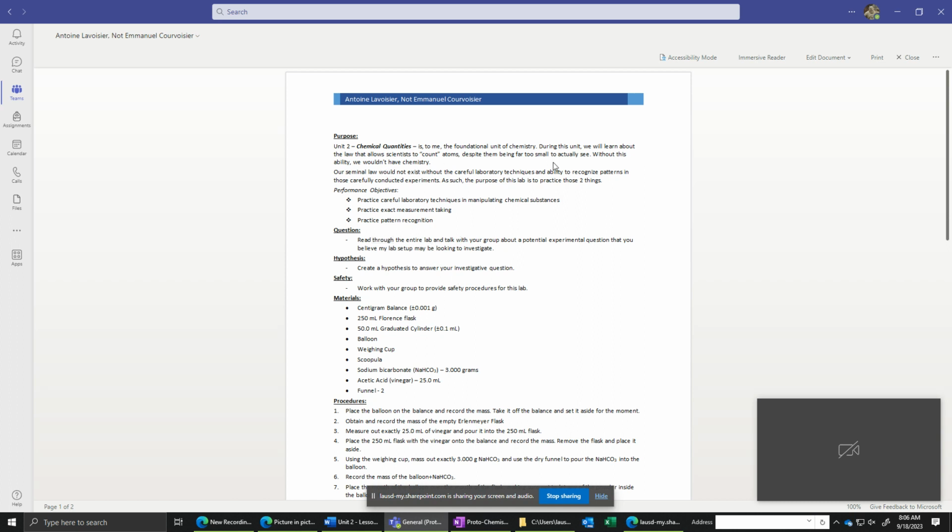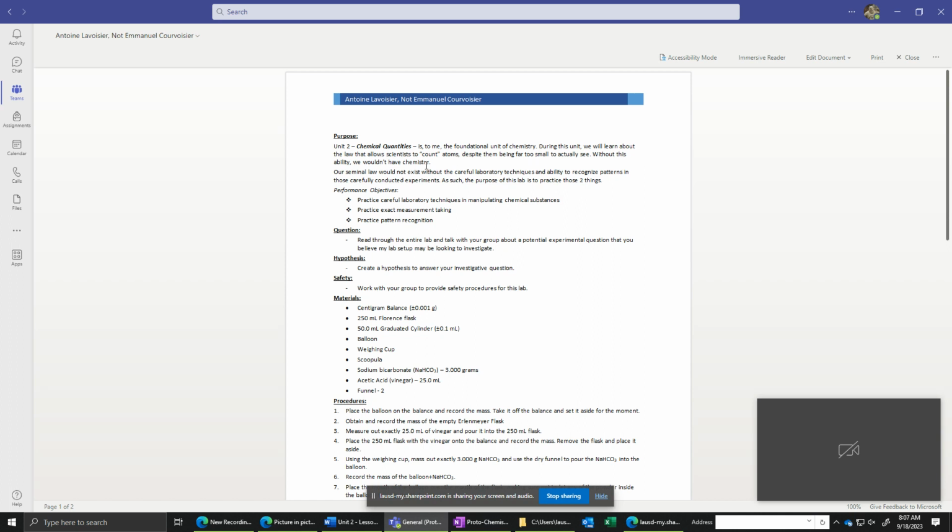So the purpose of this lab. Unit 2, chemical quantities, is to me the foundational unit of chemistry. Like I told you last class, when it comes to actual chemistry knowledge, this is the most important part of the course. This information is what every lab, what every chemistry experiment, what every discussion of chemistry revolves around. Anytime we talk about anything in chemistry, we have to be able to talk about the amount of each substance that we have. So we need to know how chemists go about that. How can you possibly count something that you can't see? That's what this unit is about.